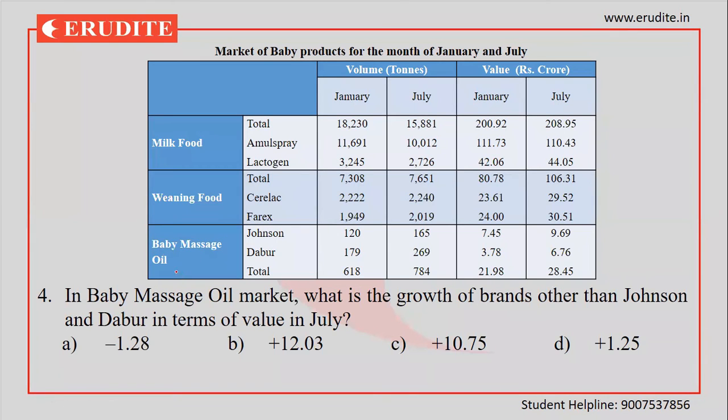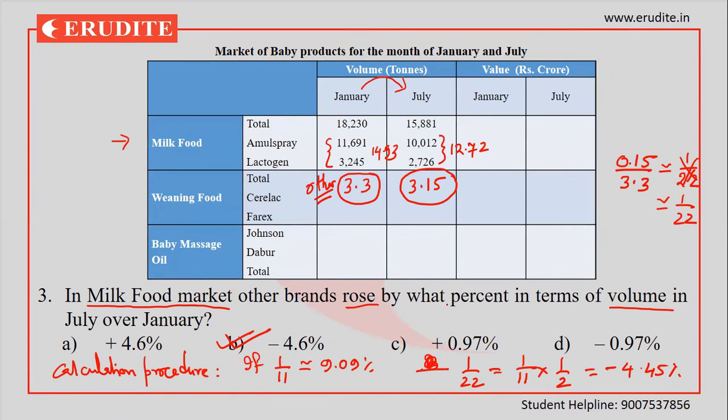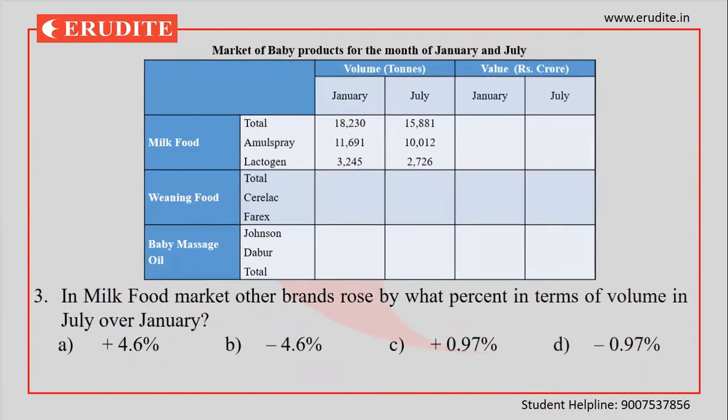Now question number 4, where it has said that in the baby massage oil market, that means again I will consider this one. What is the growth of brands other than Johnson and Dabur in terms of value in July? Value growth is required. But please take one important point. What is the growth? Is there any percentage growth mentioned? Definitely not. If you check the earlier question, wherever it was said, what percent in terms of volume in July over January. But this percent term is not mentioned here.